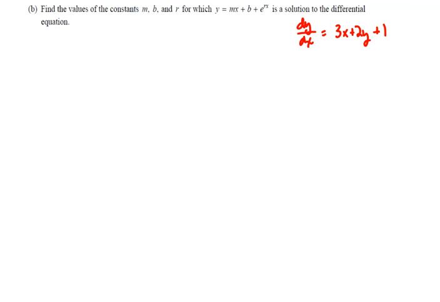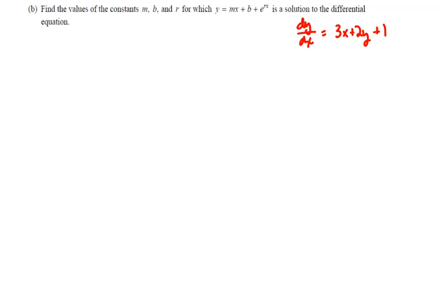Alright, now we come to part B, which is really one of the more complicated parts of a problem that I've seen throughout the years. But let's see what we have here. We're looking for the values of the constants m, b, and r, for which y equals mx plus b plus e to the rx is a solution to the differential equation. And over here I have the differential equation.